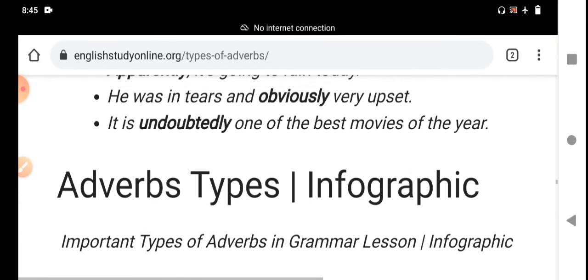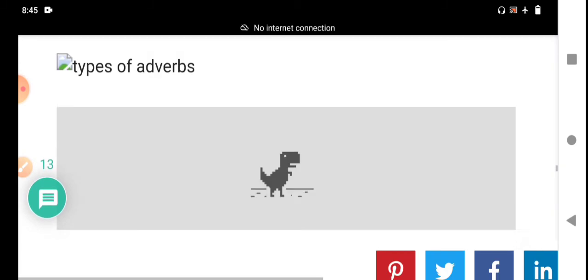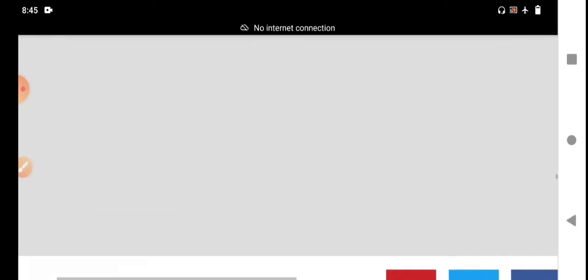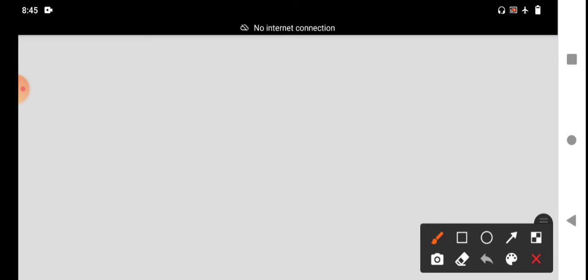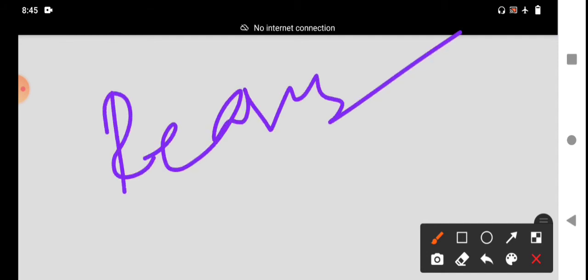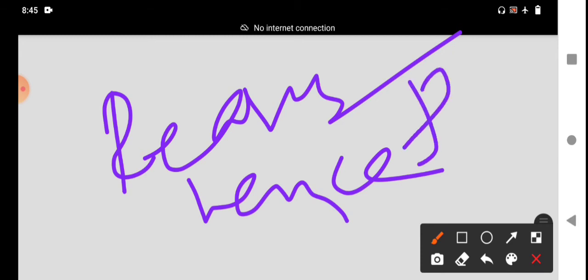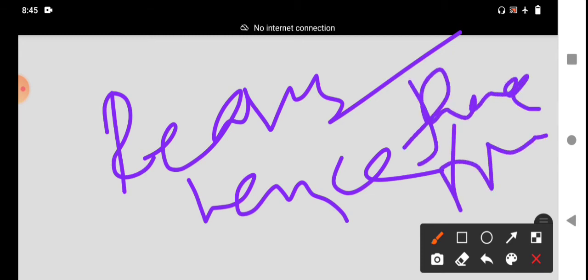Okay, I will explain some of the adverb types. My dear students, please listen to me. Next, adverb of reason, R-E-A-S-O-N. Adverb of reason explains the reason for an action. Hence, therefore. Adverb of reason.